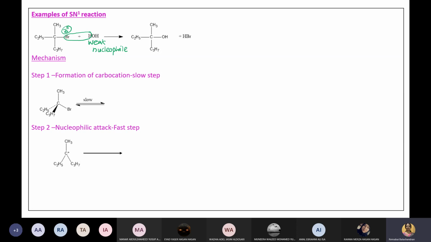Now, step number one, formation of carbocation, slow step. So how do I get it? I write C, CH3, then CH2, C2H5, C3H7 plus, and Br is outside. Now who is coming in? OH minus. So I will get two products. What are the two products? Either inverted or retention. CH3.